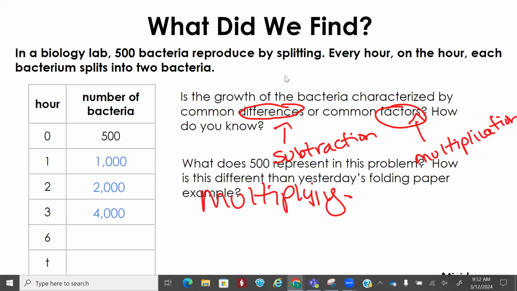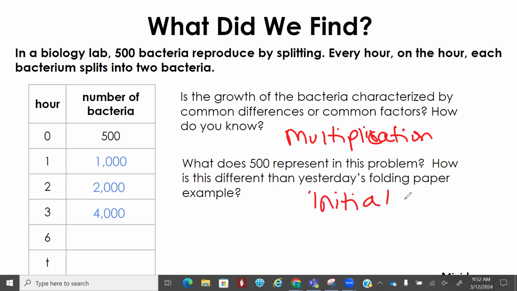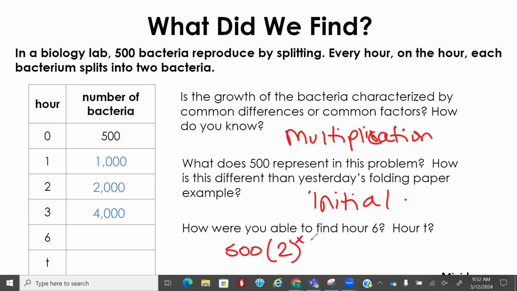Okay, so what does the 500 represent in the problem? The initial amount, right? And that's the initial amount. And how were you able to find our 6? What equation did you use? You should have done 500 times 2 raised to the x, and you plugged in 6, right? Or you plugged in p. When they asked for p in that bottom part, what they were asking you to do was say 500 times 2 raised to the t power. That's all they were trying to say.